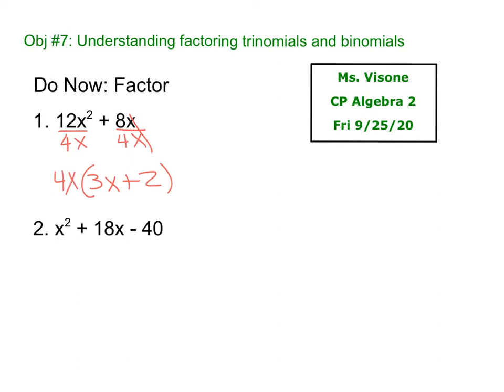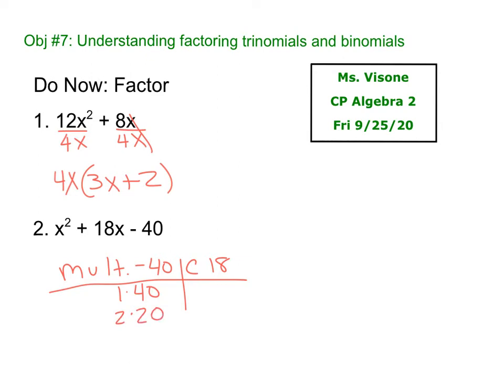Number 2, that's a trinomial, nothing in front of x squared. That tells us we're going to do our multiply combine chart. We're multiplying to negative 40, combining to positive 18. So I'm going to write down everything that multiplies to 40. 1 times 40, 2 times 20, 3 doesn't go into 40, 4 times 10, and 5 times 8.